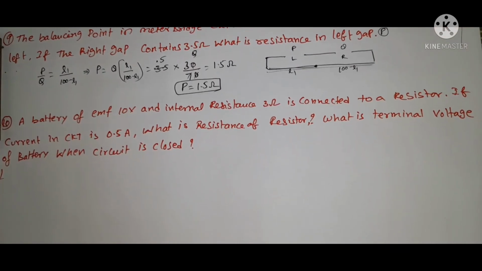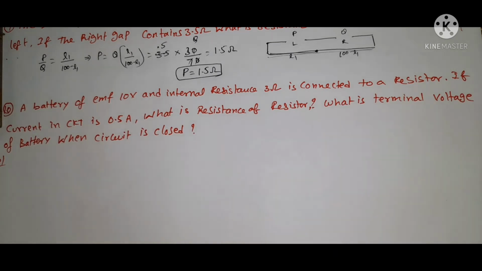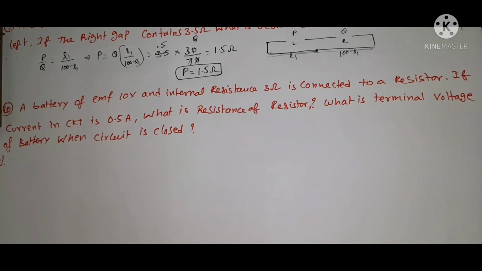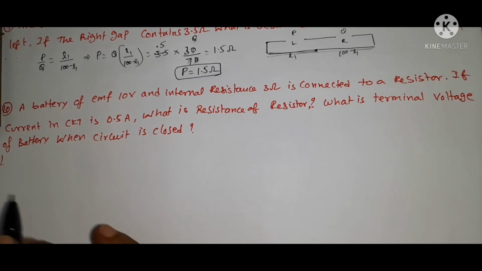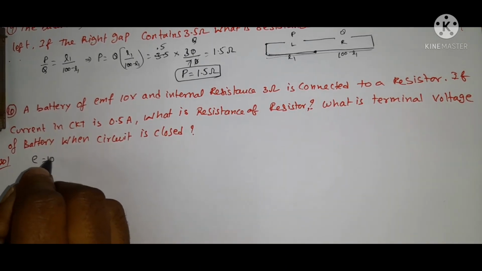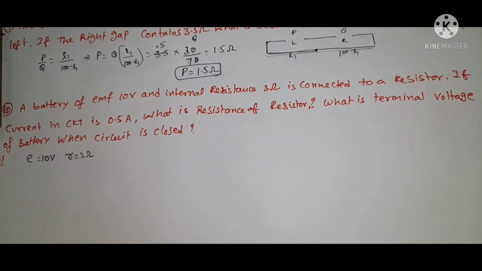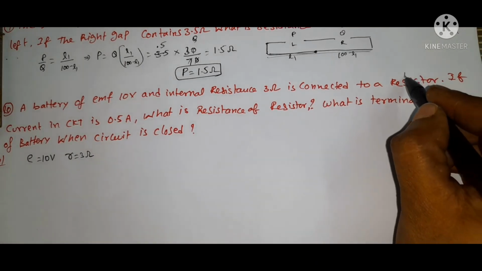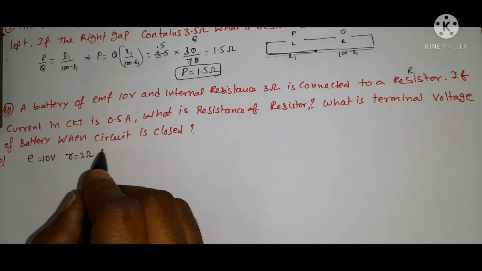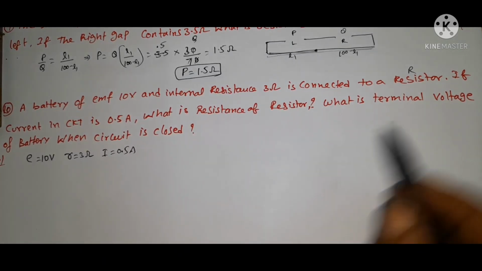Next, the last problem in this current electricity chapter. This problem also comes in the board exam many times, so read the question carefully. A battery of EMF 10 volts and internal resistance represented by small r, that is 3 ohms, is connected to a resistor capital R. If the current in the circuit is I equal to 0.5 amps, what is the resistance of the resistor? The R value you have to find.